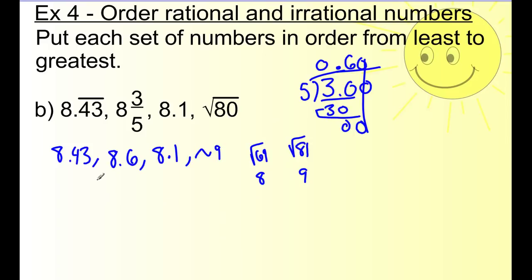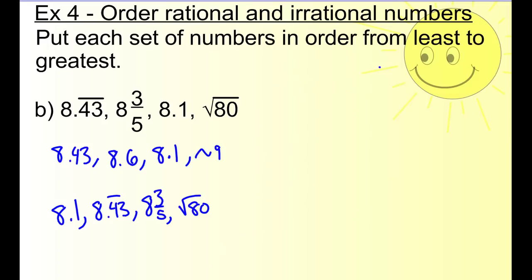So now we're going to put them in order from least to greatest. 8.1 is the smallest, followed by this 8.43 repeated, and then the 8 3/5. And then the square root of 80, because it's almost 9, that is the largest, square root of 80.